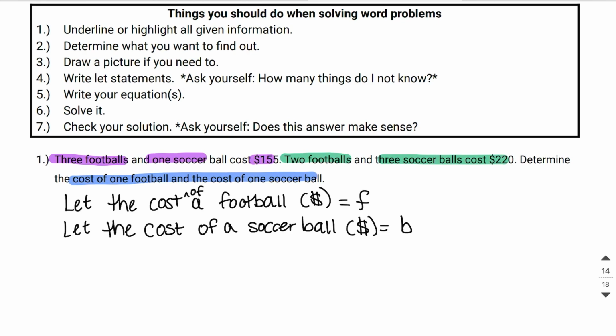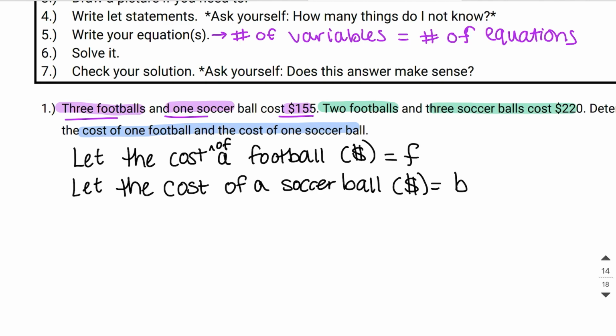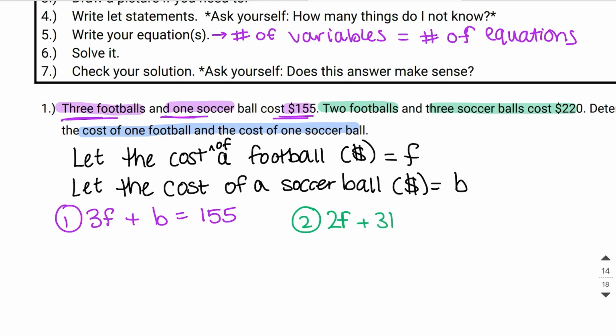So then the next step is to write your equations. But just a reminder that the number of variables tells us the number of equations. So because we have 2 variables here, we're going to need 2 equations. So our first equation is going to be based on what's highlighted here in purple. And it says 3 footballs plus 1 soccer ball will equal 155. And then our second equation is based on what's highlighted in green here. And it says 2 footballs plus 3 soccer balls will equal 220.